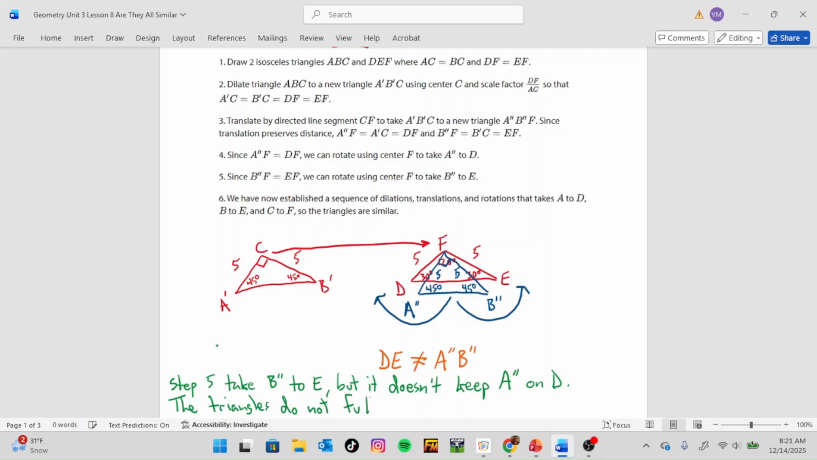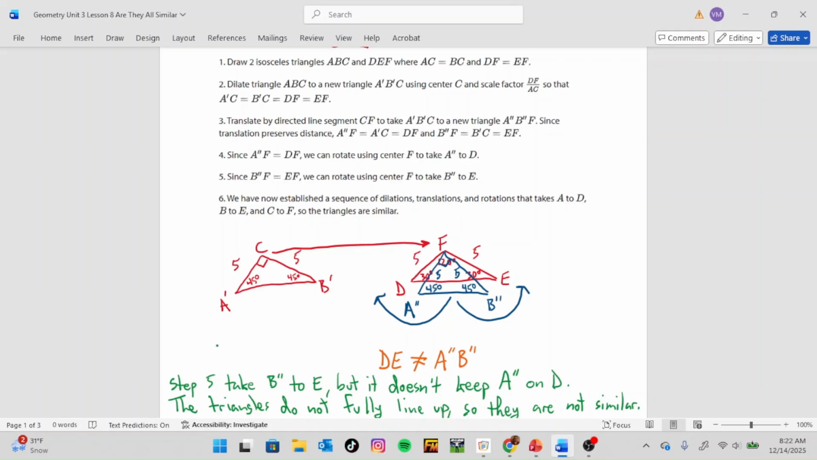They do not fully line up. So they are not similar. Okay, if the angles start out different, then simply doing rigid transformations and dilations cannot make them line up.